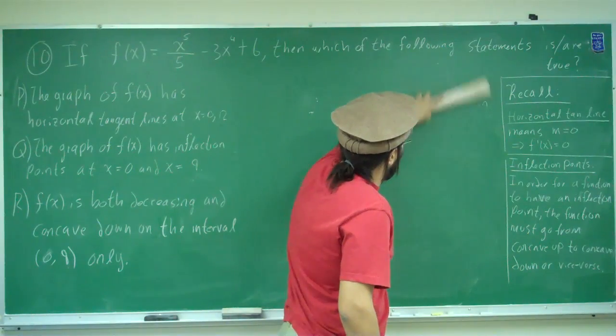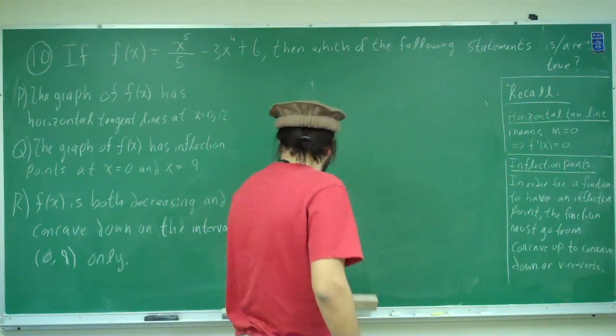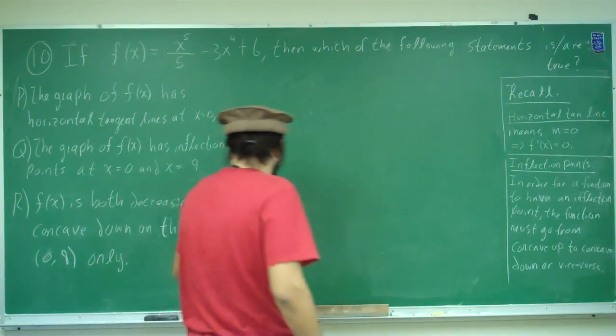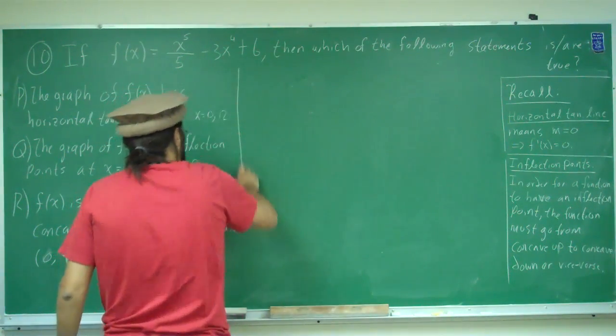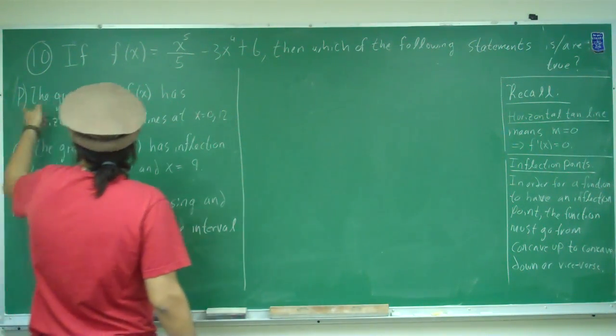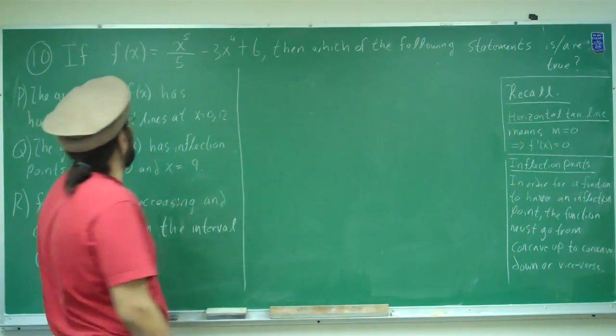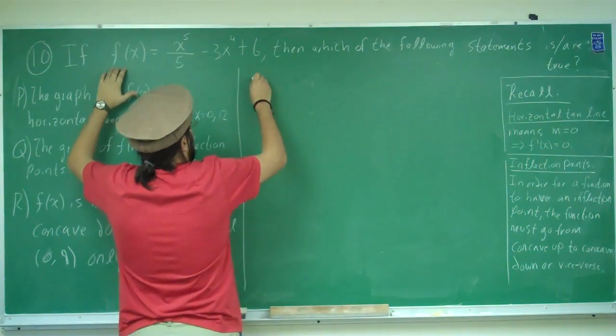Alright, so let's go ahead and start checking out each statement, to see which statements are true and which statements are false. So let's go ahead and work with statement P. The graph of f of x has horizontal tangent lines at x equals 0 and 12. Okay, so we need to take the first derivative of f. So f prime.